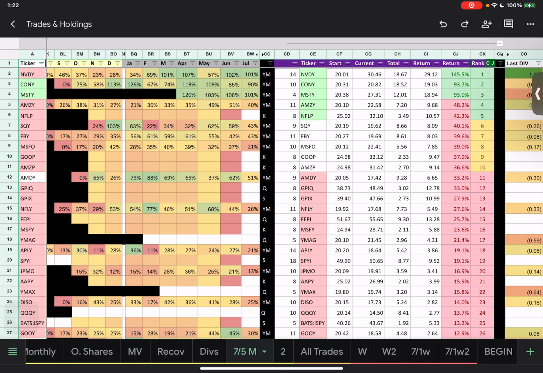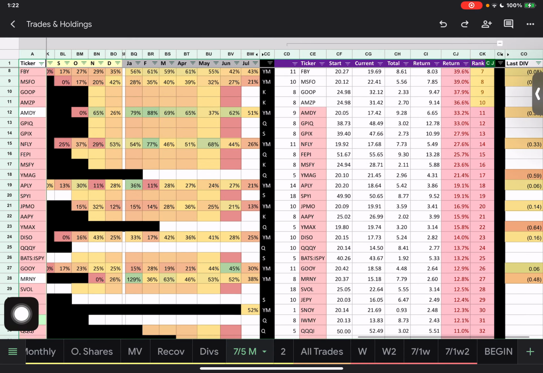So number 5 there, that we were missing here, that was the Curve, NFLP. It's at ranking number 5. And then we have Goop and AMZP, 2 of the other curves there, ranking at 9 and 10. And then, in case you're curious, we have GPIQ and GPIX. We have them at 12 and 13. FEPI's at 15. So anyway, you can see a few more of those that I have on this sheet if you're curious.